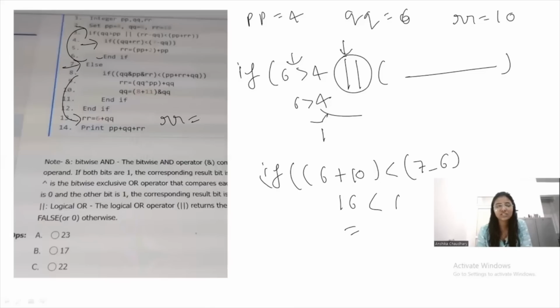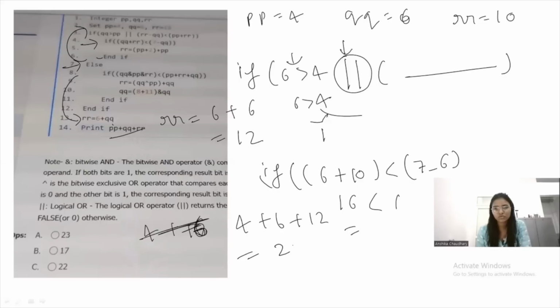Here we have to change the value of R. So it will become 6 plus QQ. Was QQ ever updated? No, so it was 6 only. It will become 12, right? It will become 12 and here we need to print these. So PP was 4, QQ was 6. Just a minute. 4 plus 6 plus 12. So what will it become? It will become 22, right? 6 and 4 will become 10, 10 plus 12 will become 22. So 22, option number C will be the correct answer over here. I hope it makes sense. You got the idea and you have understood it. So let's move on to the next question now.